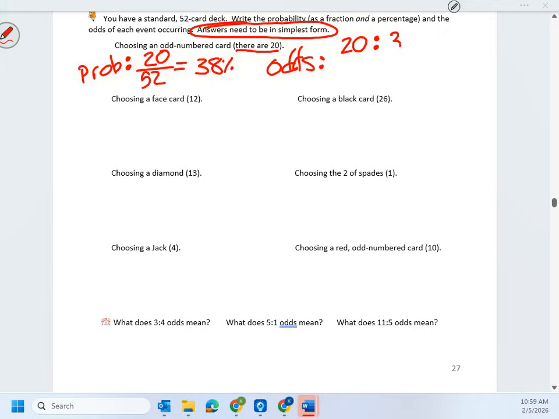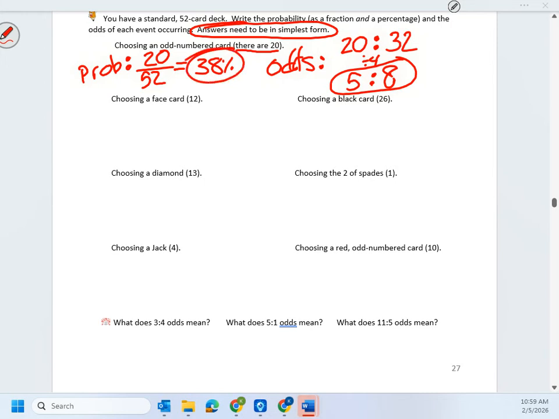Why 32? Because 52 minus 20 equals 32. 52 total. We take away the successful 20 and we're left with 32 unsuccessful. Is that my final answer? No. Why not? What can I divide out of 20 that I can also divide out of 32? Henry? 4. I can divide a 4 out. That scale factor of 4. 20 divided by 4 is 5. 32 divided by 4 is 8. That is my final odds.